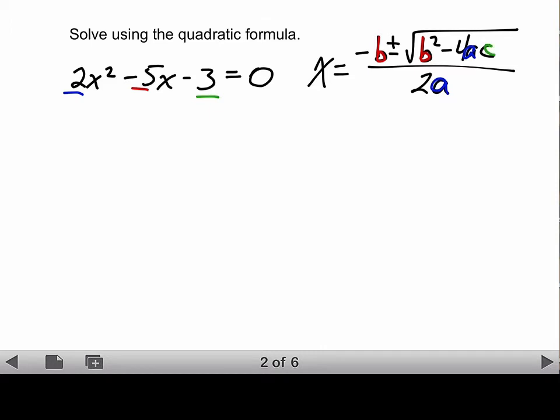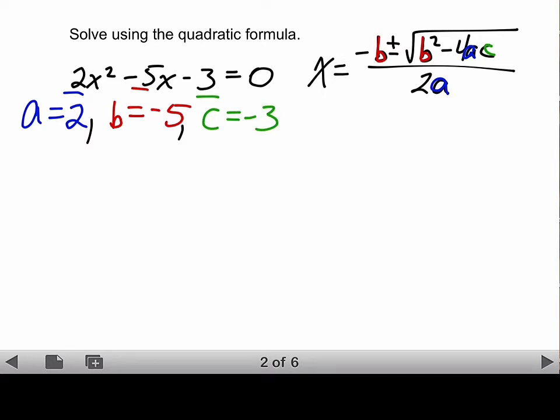So when I flesh out the quadratic formula, I might think about that a is 2. In this case, b is negative 5. Yeah, the sign of the number goes along with that letter, okay? And we could finally say that c is negative 3.